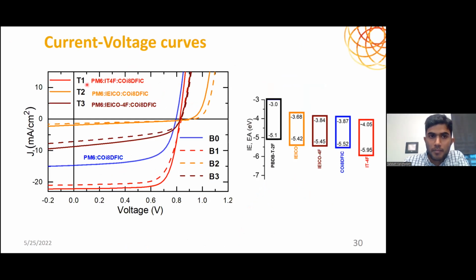In the case of the IT4F-based ternary, we observed very high efficiency. When you add IICO, it didn't work well. Of course, we can say that its IE offset is low, and IICO4F is kind of medium. But when you make a PM6 binary with the third material, it's a medium-performing one. So why is IICO not working, even though it has a bit of a co-host there? We are going to examine this in the coming slides.